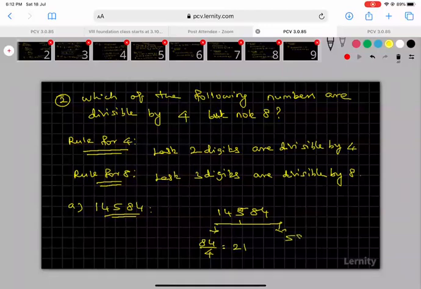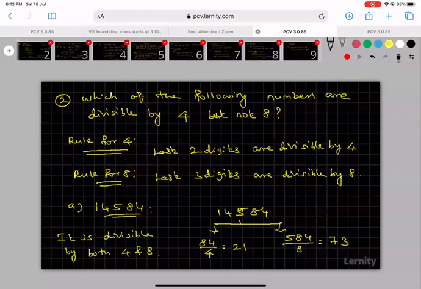Here, last three digits means 584. 584 divided by 8 means what is the answer? Okay, 73. So it is divisible by both 4 and 8. Any doubts in this slide, sir? Same model, we want to find divisible by 4 but not 8. So here both are divisible, so it is not an answer.